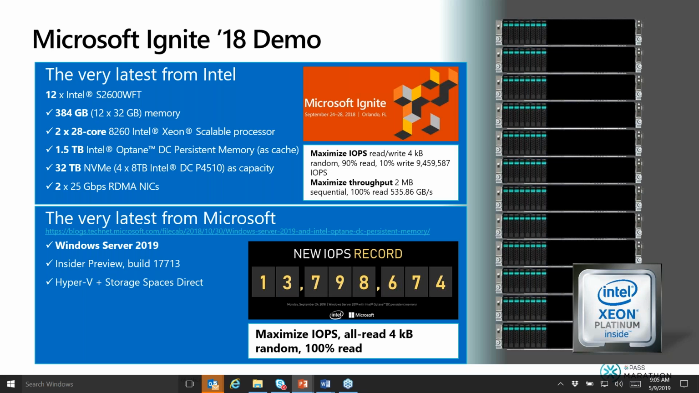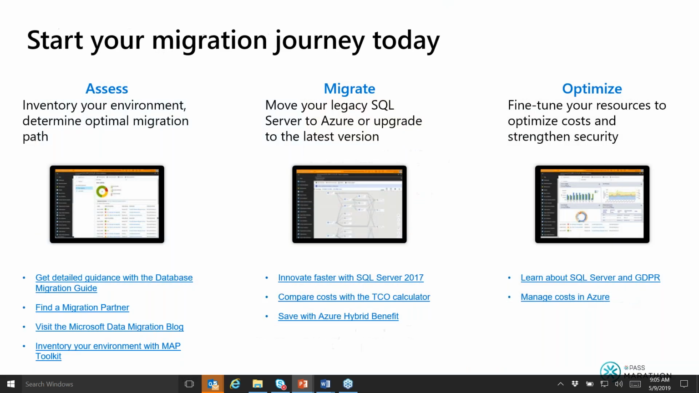So you take a look at some of these maximum throughputs, okay? A read at 535 gigabits per second. I mean, these are just unbelievable. When we did maximum IOPS, you get, 4K random, 90% read, 10% write, still at 9.5 million IOPS. Just an amazing benchmark, amazing work by our teams, taking advantage of what is now known as Azure HCI, but what was formerly known as Windows Server, and taking advantage of new records.